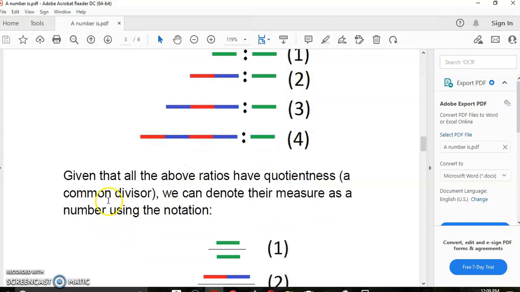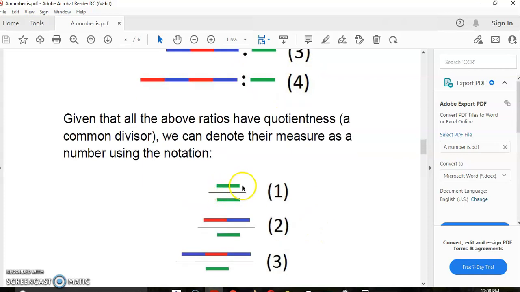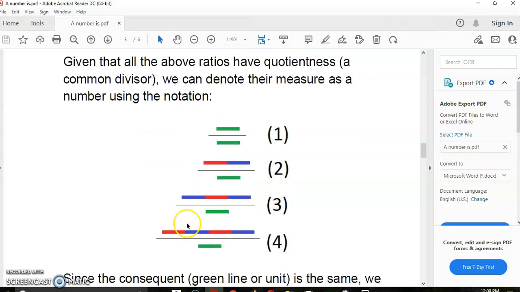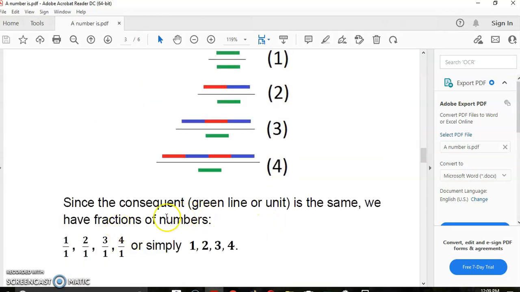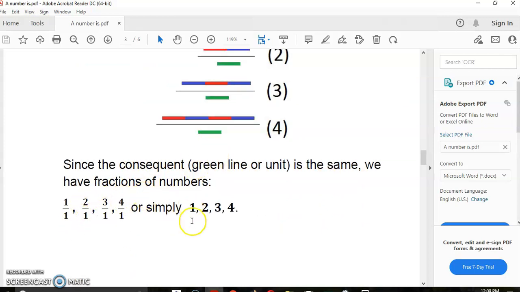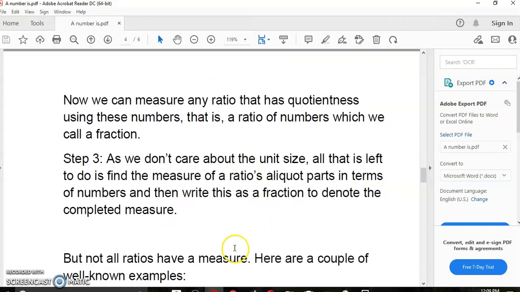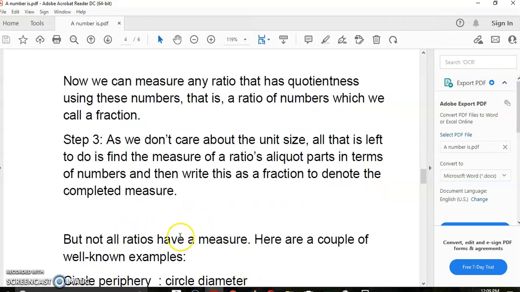So we can denote their measure as a number using this notation. This ratio becomes the number 1 by writing it like this. This ratio becomes the number 2, number 3, number 4. Of course, we do write these in algebra as 1 over 1, 2 over 1, etc., or simply 1, 2, 3, 4, because we know that we are dealing with fractions whose denominator is the chosen abstract unit. So now we can measure any ratio that has quotientness using these numbers. That is a ratio of numbers which we call a fraction.